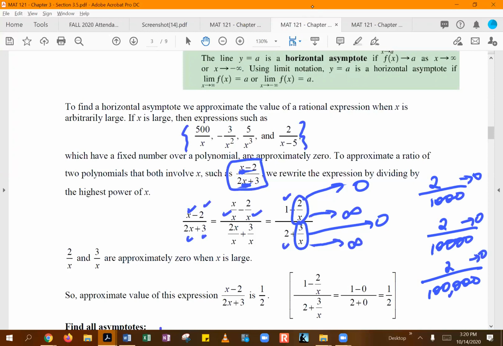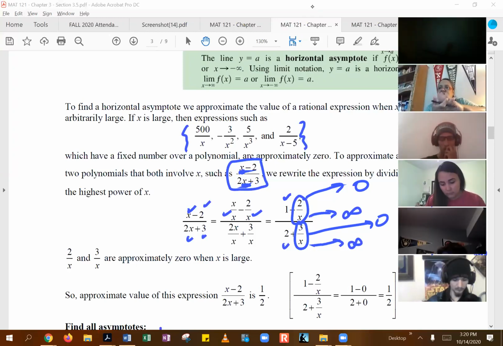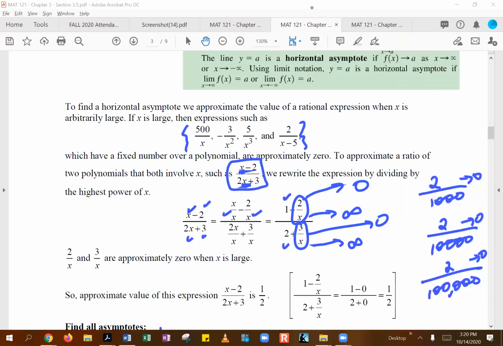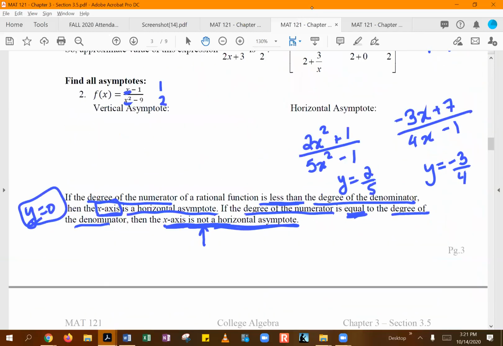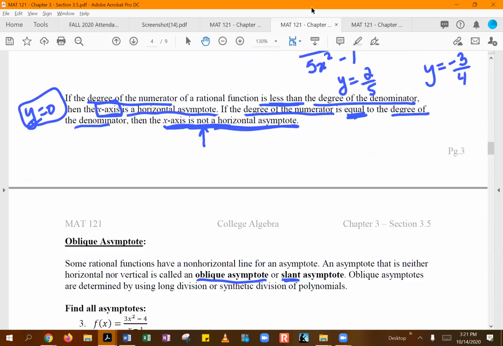So as x gets really large, your numerator actually is not growing. The denominator is becoming really big, but the whole fraction is becoming really small. So for all these types of examples, this is the same thing where the degree of your numerator is smaller than the degree of your denominator. And that's why your x-axis is going to be the horizontal asymptote.